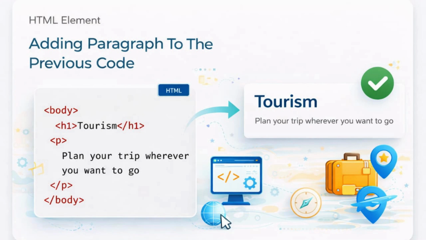First, the heading tag displays the main title tourism. Then, the paragraph tag adds a description or extra information below the heading. This is exactly how real websites are structured: a title first, followed by content. When you run this code, the browser shows a big heading tourism and just below it, a paragraph with your text.